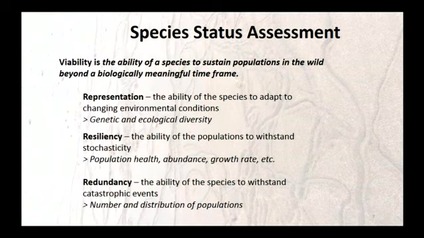The second is resiliency, and this is the ability of populations to withstand stochasticity. So that's pretty straightforward, right? We have to have a population that's either large enough or spread out enough to deal with catastrophic events like a fire or a disease or a flood or something. And then lastly is redundancy. What number of resilient populations do we have that represent all of the genetic and ecological diversity of the species that's important to retain?